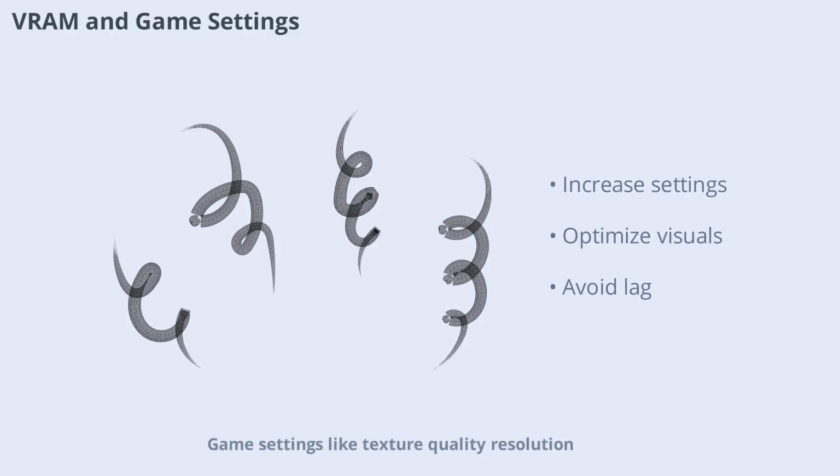Game settings like texture quality, resolution, and effects are directly influenced by VRAM. With more VRAM, you can increase these settings for better visuals. If your VRAM is limited, you may need to lower settings to avoid performance issues. Understanding how VRAM affects game settings helps you optimize your experience based on your hardware.